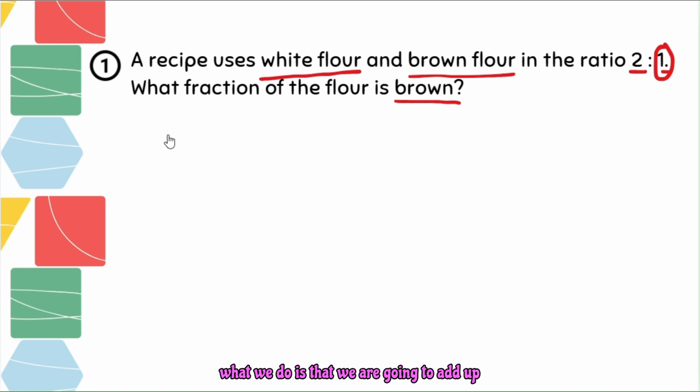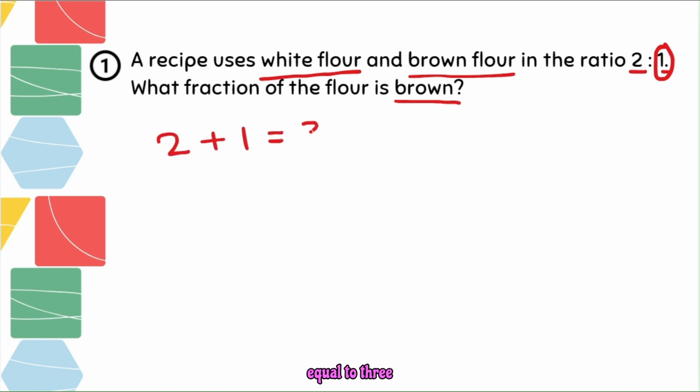So what we do is that we are going to add up both the parts, 2 plus 1, which is equal to 3. And then the number which represents brown flour, which is 1, we're going to write that as the numerator of the fraction with the total number of parts as the denominator. So 1/3 of the flour is brown.